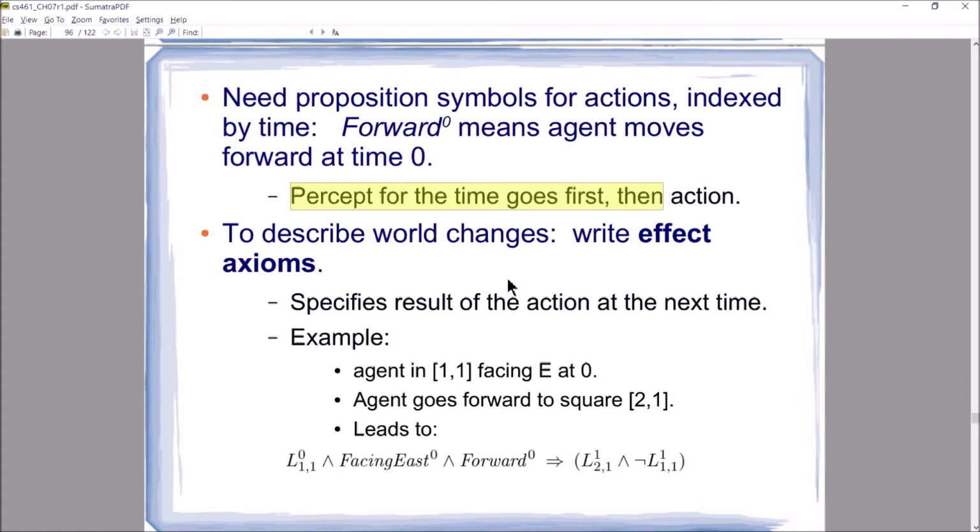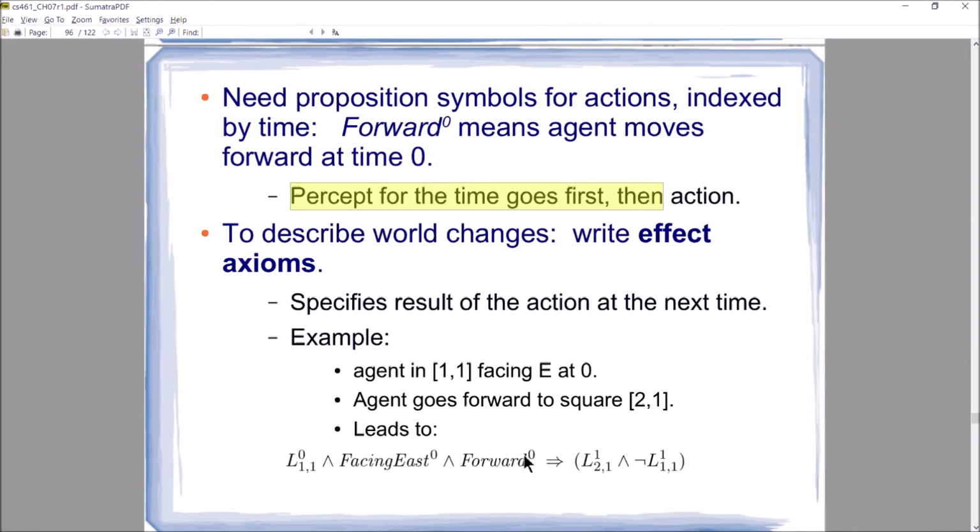So for example, we've got an agent that's in square 1, 1 facing east at time 0. Now if the agent goes forward, which would have it transition into square 2, 1, then if we want to make notation for that, here's a sentence in the logic that can do that. So let's look at this first literal here. We've got location time 0 of the agent, square 1, 1, and it's facing east at time 0, and decides to move forward at time 0.